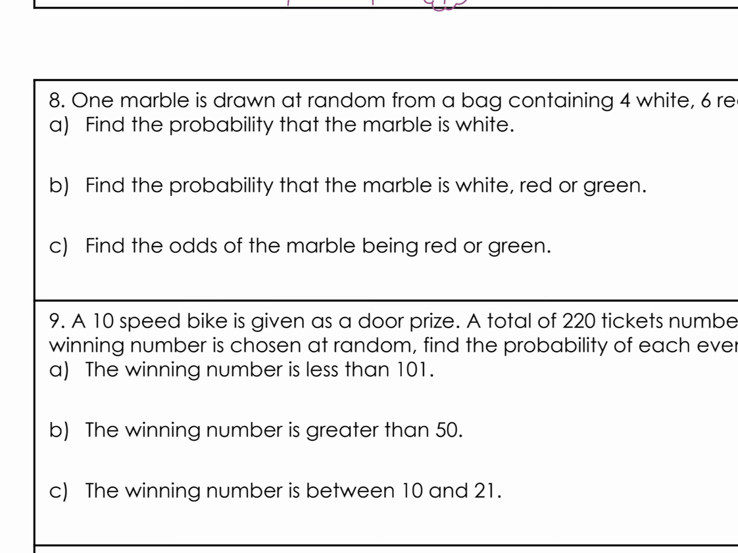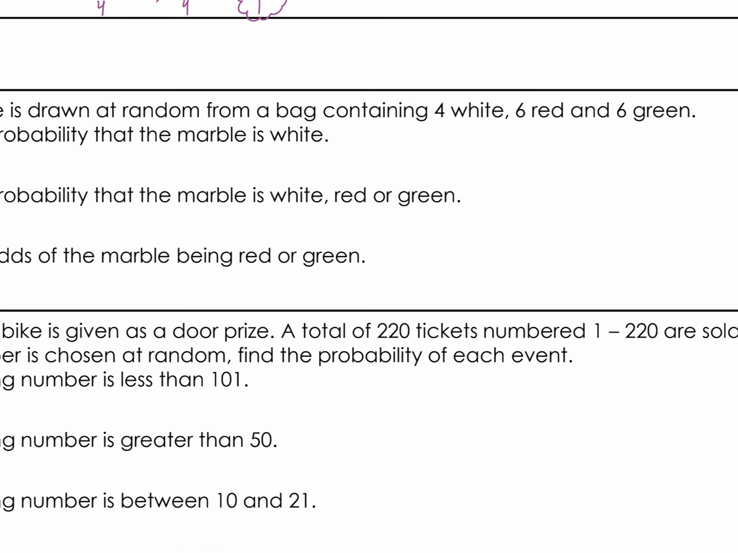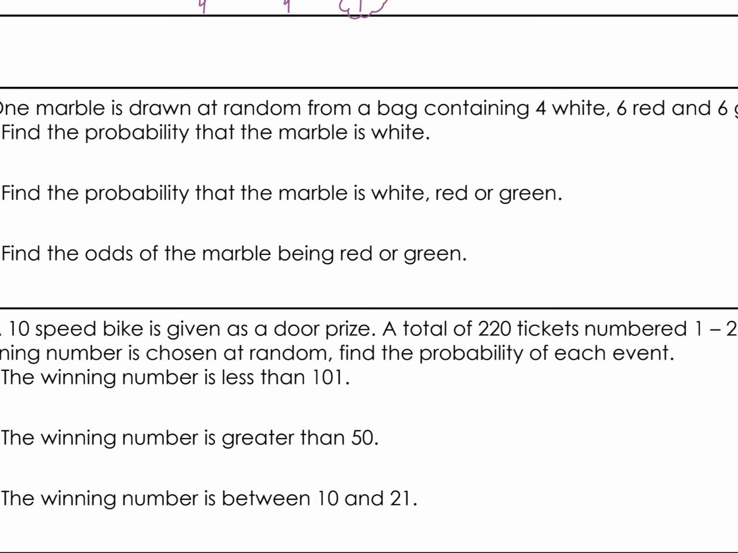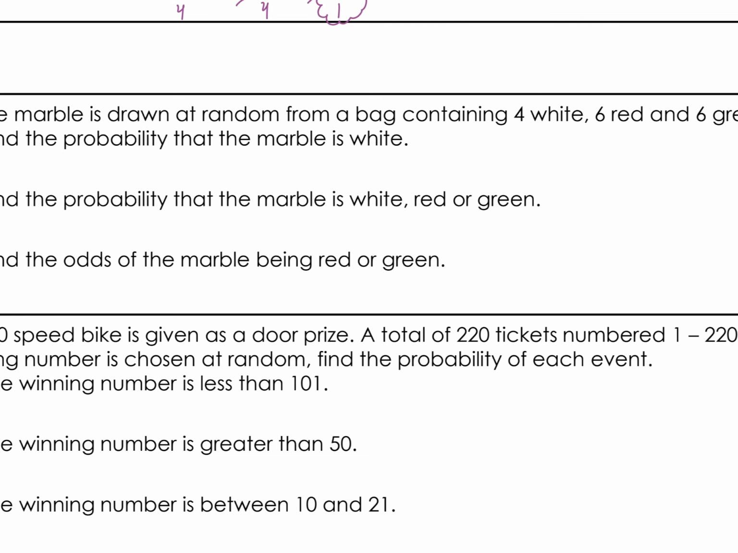So we have one marble is drawn at random from a bag containing 4 white, 6 red, and 6 green. We want to find the probability that the marble is going to be white. All right, so to do this problem, I'm going to start off with my total. It's going to be that 4 plus 6 plus 6 to give me 16. And so finding the probability that the marble is white, so my success, which would be 4 over my total, which is 16. Okay, so we would simplify to get 1/4 as my answer.